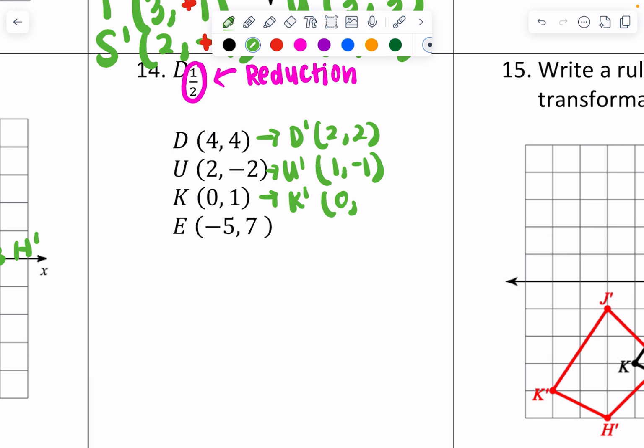It really doesn't matter what you pick. For the 9-week test, you'll either have it written as a fraction or as a decimal, so it really doesn't matter. And then for E prime, you might want to get your calculator out for this one.